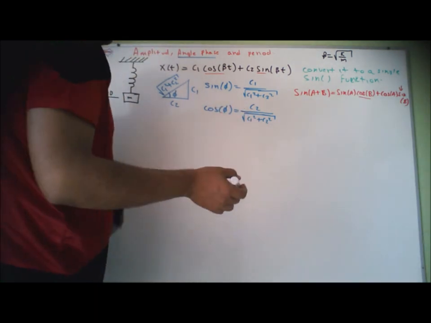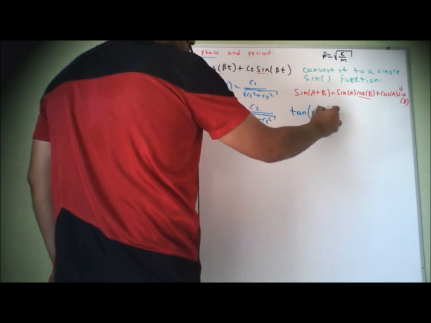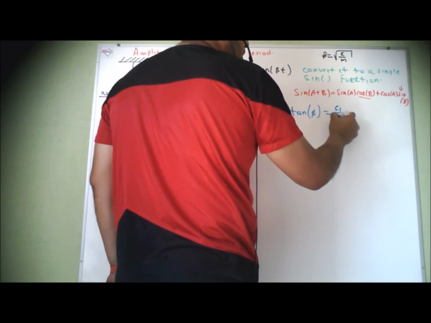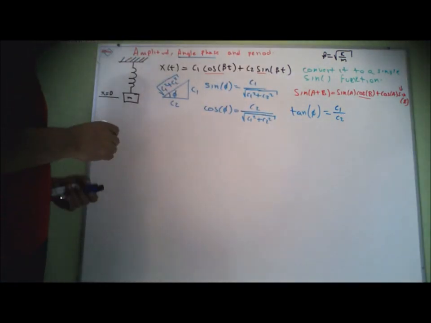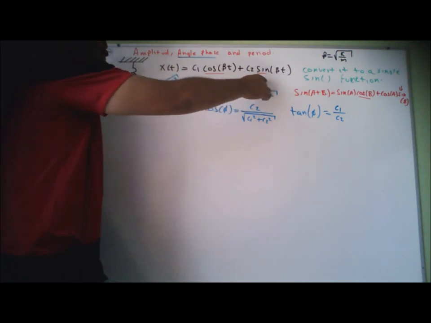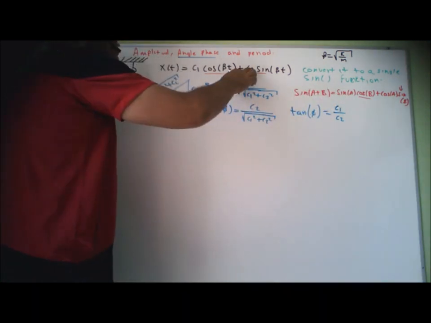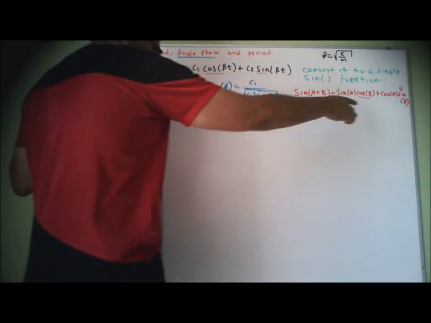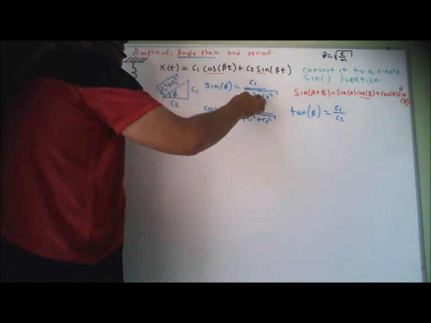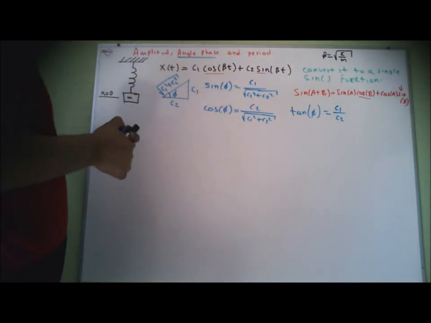Of course, we can write here the tangent. The tangent of phi is the opposite over the adjacent, C1 over C2. Now, what I am interested in is this: I want to transform C1 into the sine, and I want this C2 to be converted to a cosine. To do that, I need C1 over this hypotenuse and C2 over this hypotenuse. So that's what we are going to do.